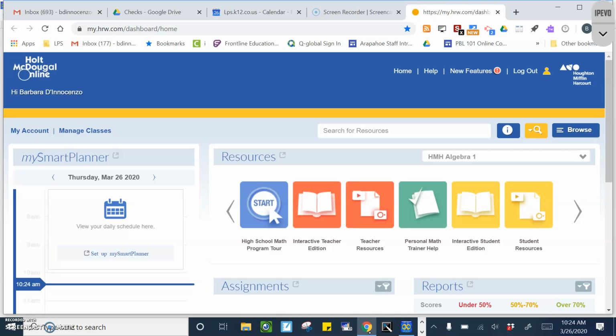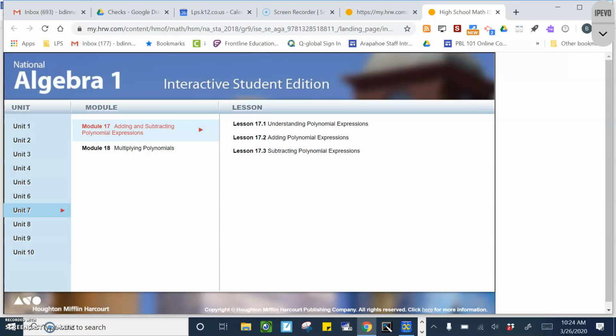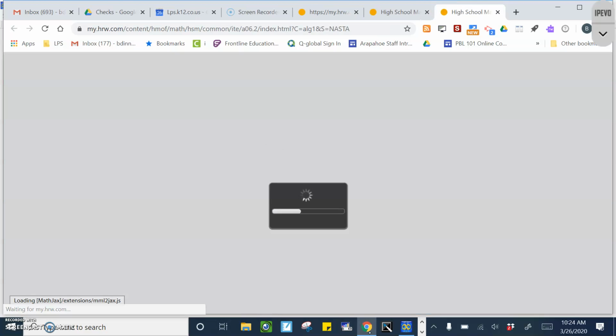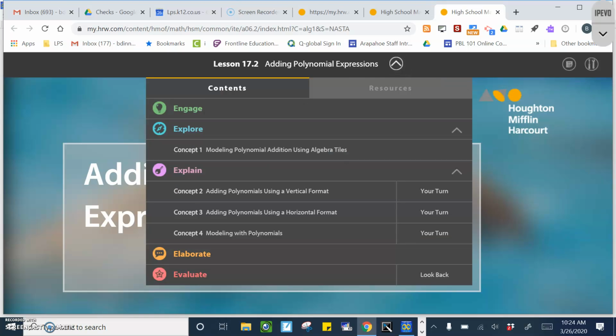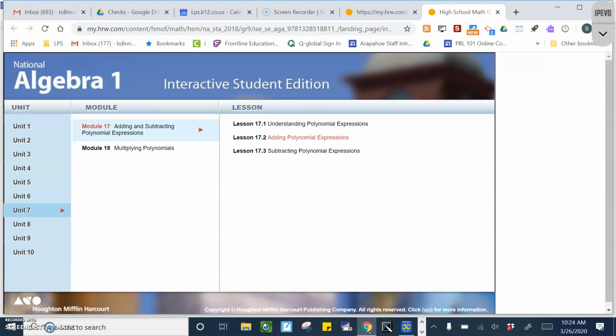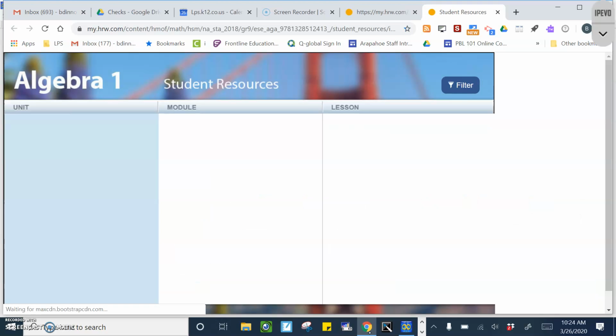and then you'll go to your student edition, and this is unit 7, and we're adding and subtracting polynomial expressions. And let's focus on here. Click, and then you can choose your assignment from the book. Oh, well, obviously I picked the wrong one. So, okay, so it's not the interactive, it's in the student resources.